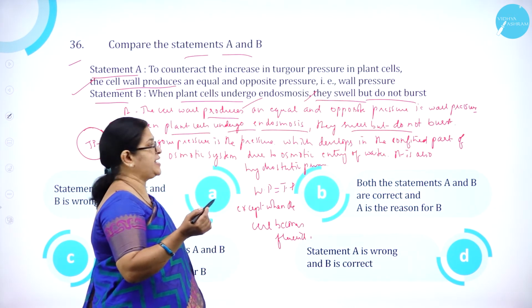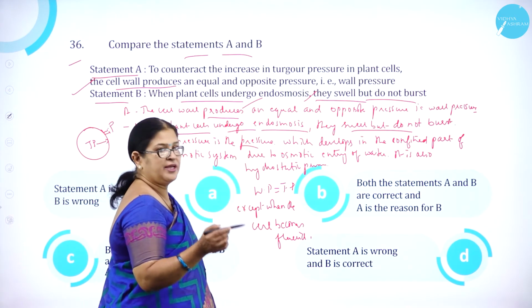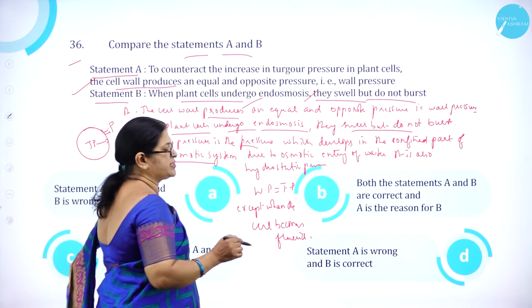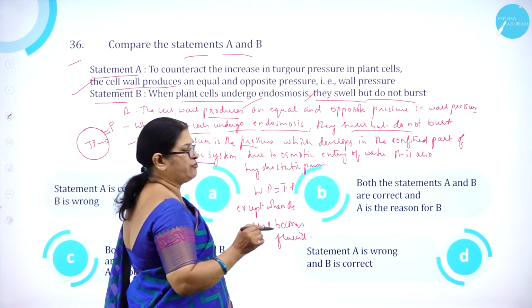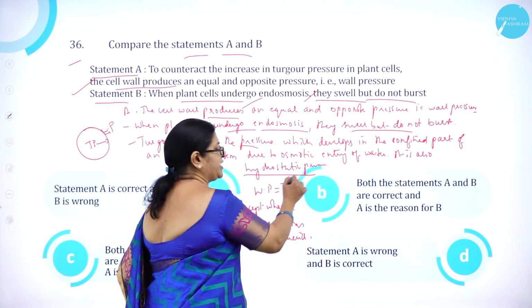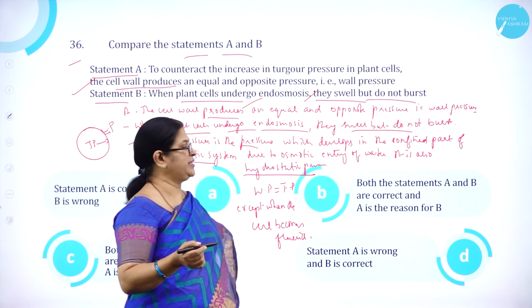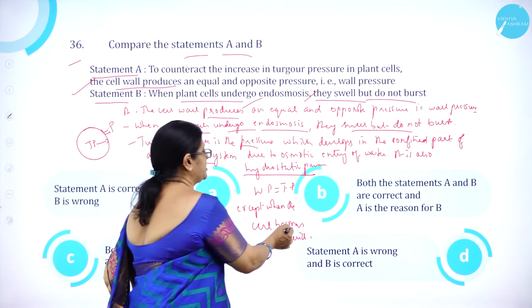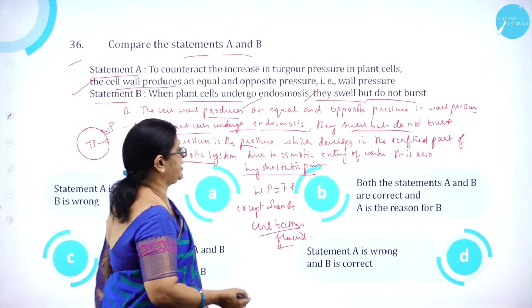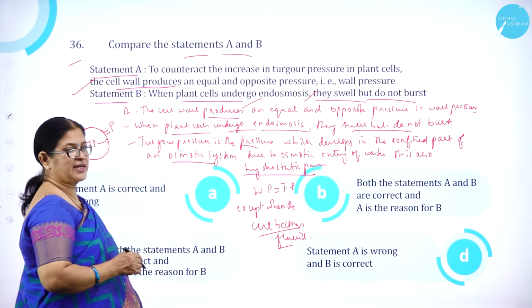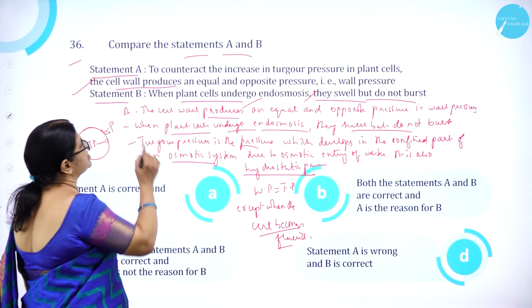So turgor pressure, as we know, is the pressure which develops in the confined part of an osmotic system due to osmotic entry of water. It is also called hydrostatic pressure, and we know that WP, wall pressure, is equal to TP, turgor pressure, except when the cell becomes flaccid, right? So both the statements are correct, and B is the reason for A.